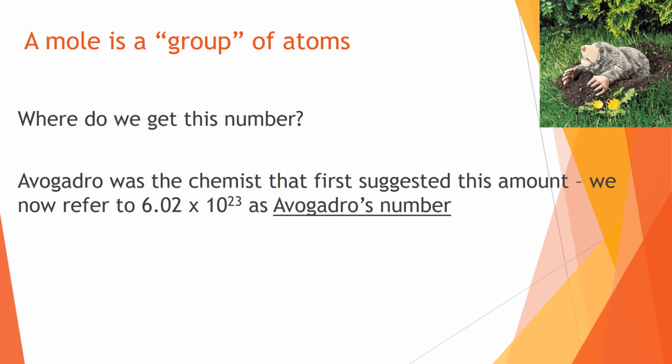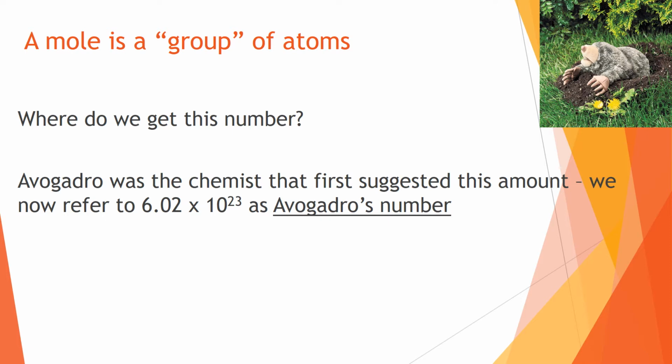Okay, so a mole is a group of atoms, or an amount of atoms or an amount of molecules. Just like I said, I'm going to repeat myself over and over. Just like you have a mole of marbles or a mole of peas or a mole of eggs or whatever, it's a group of things.